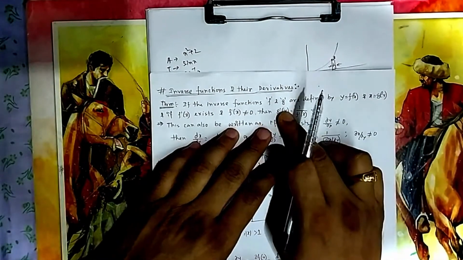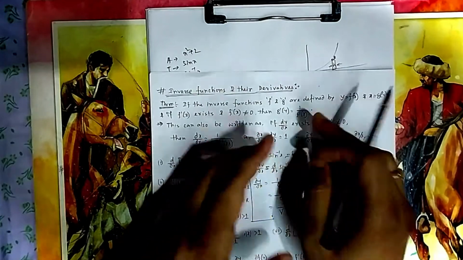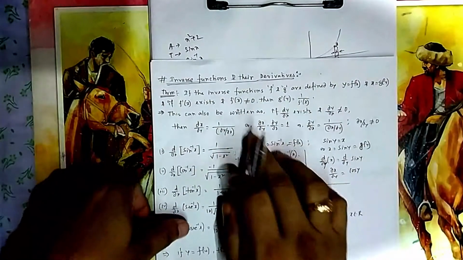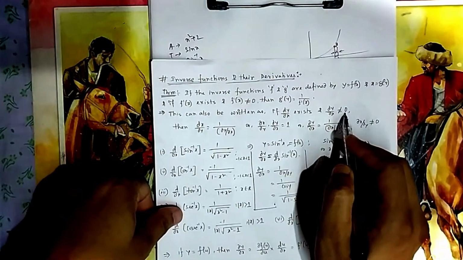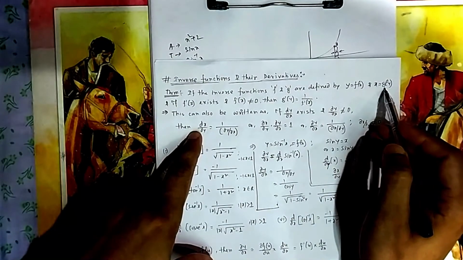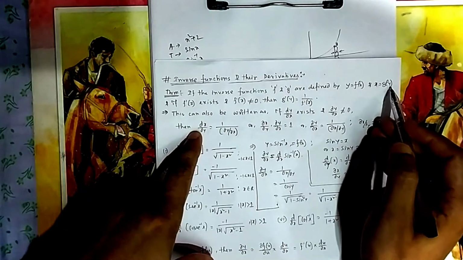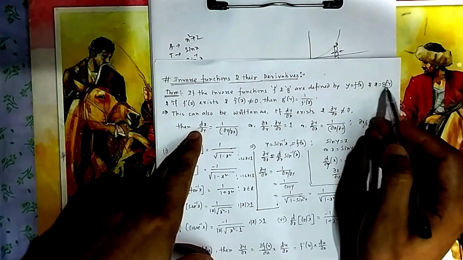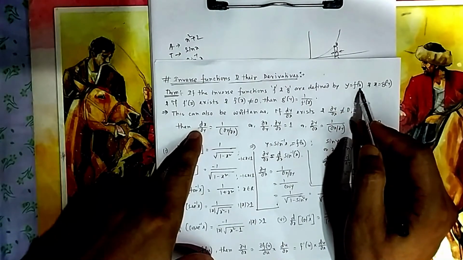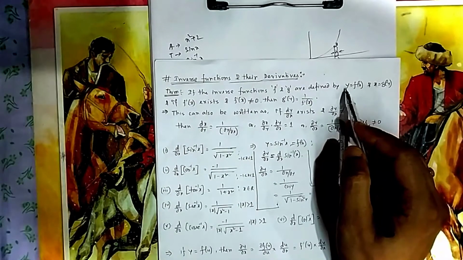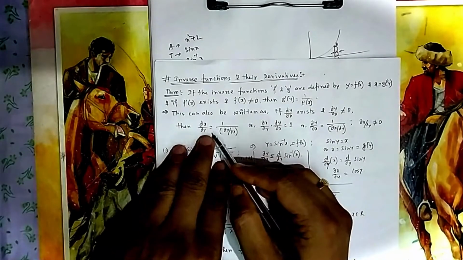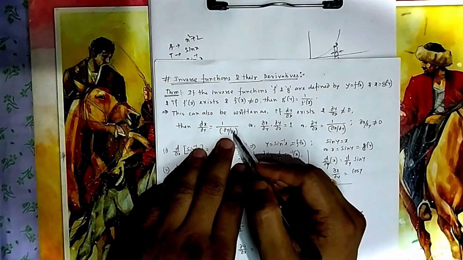Then the differentiation of that inverse function is 1 by the differentiation of the original function. This can also be written as: suppose dy/dx exists and dy/dx is not equal to 0, then dx/dy, that means inverse differentiation. If you differentiate with respect to y, here y is the independent variable and x is the dependent variable. Here it is dy/dx because x is the input and y is the output. Here it is dx/dy because y is the input and x is the output. So dx/dy is 1 by dy/dx, provided that dy/dx is not equal to 0.